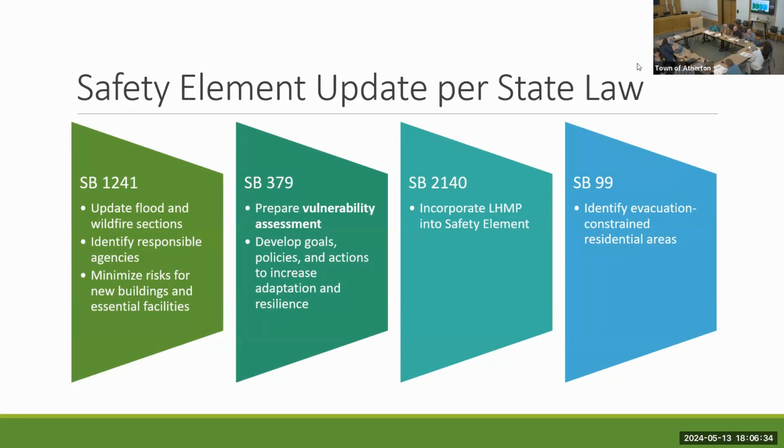Then we have SB 2140. This is a requirement to incorporate the local hazard mitigation plan directly into the safety element. I went into that a little bit further on the previous slide. And SB 99, which is identifying evacuation constrained residential uses, or sorry, residential areas.